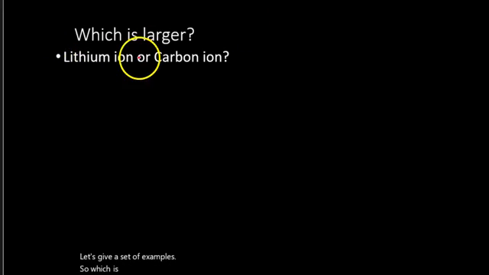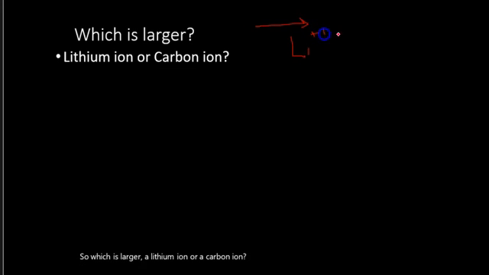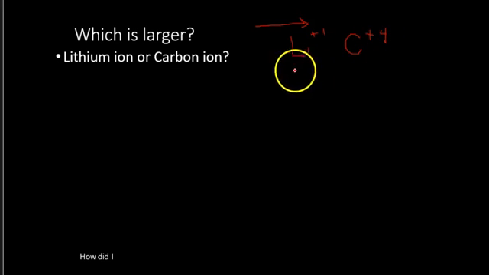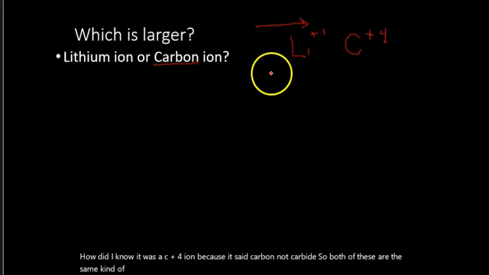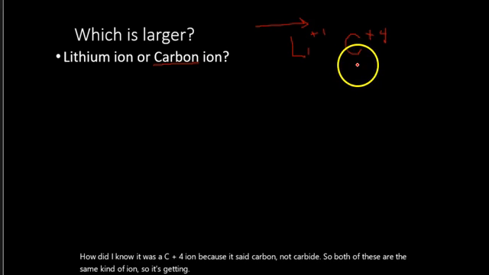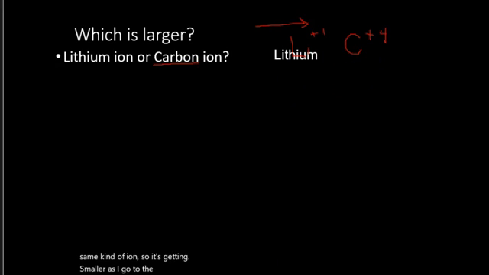Let's give a set of examples. So which is larger, a lithium ion or a carbon ion? How did I know it was a C+4 ion? Because it said carbon, not carbide. So both of these are the same kind of ion. So it's getting smaller as I go to the right, means lithium is going to be larger.